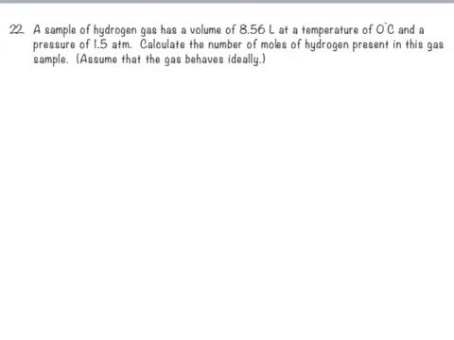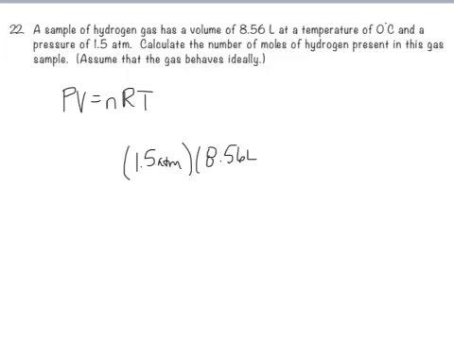Okay, we're going to finish out with a few ideal gas law problems. I know these are ideal gas law problems because they mention the number of moles. So pressure times volume equals number of moles times gas constant times temperature. Okay, let's see. I have an initial pressure of 1.5 atmospheres. I have an initial volume of 8.56 liters. The number of moles I do not know. That's what I'm trying to solve for.